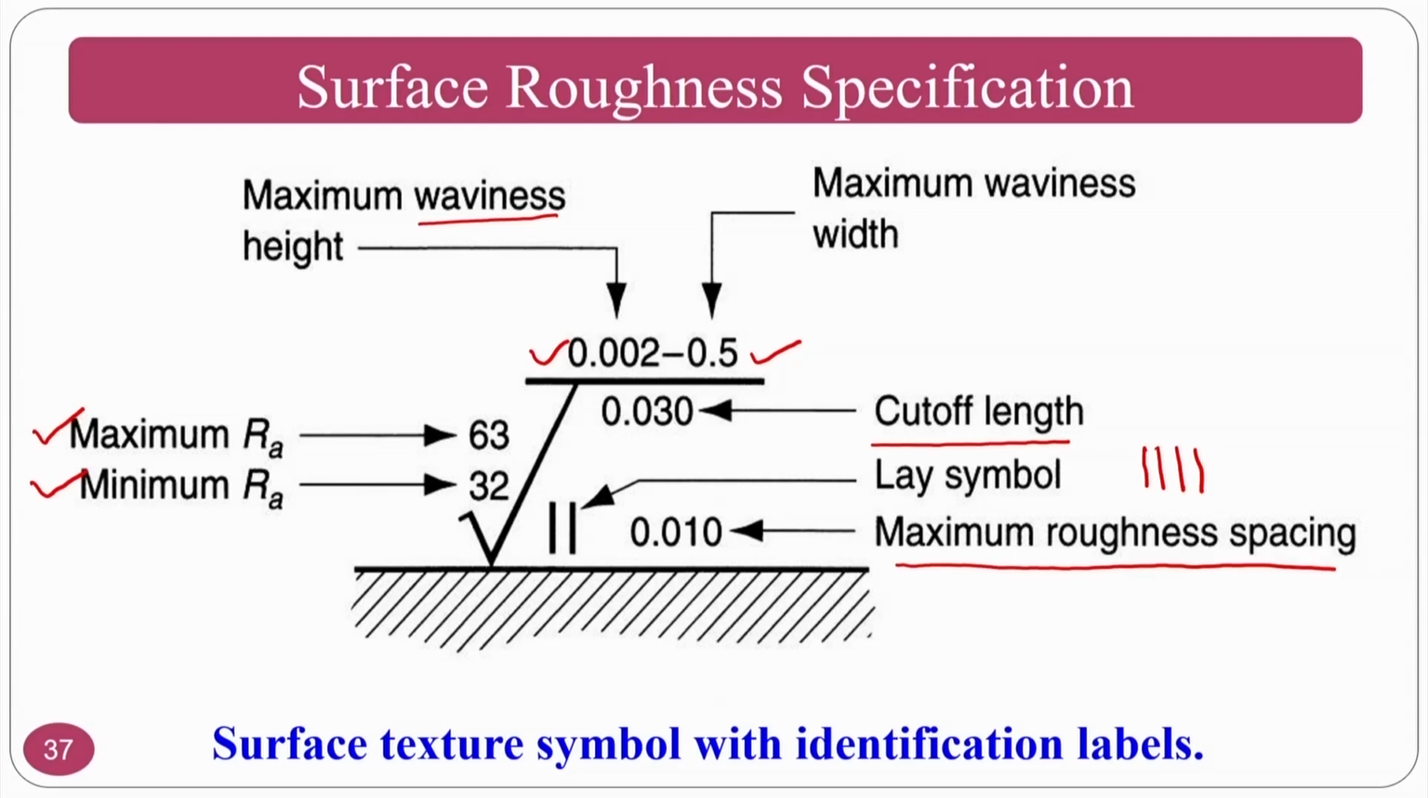This represents the complete symbol, where you have the maximum roughness to minimum roughness, maximum waviness height to maximum waviness width, cutoff length, lay symbol, as well as maximum roughness spacing. That means how much spacing is there between the roughness peaks and valleys, okay, or the distance between two peaks or the distance between two valleys. This you can represent by this particular complete symbol.